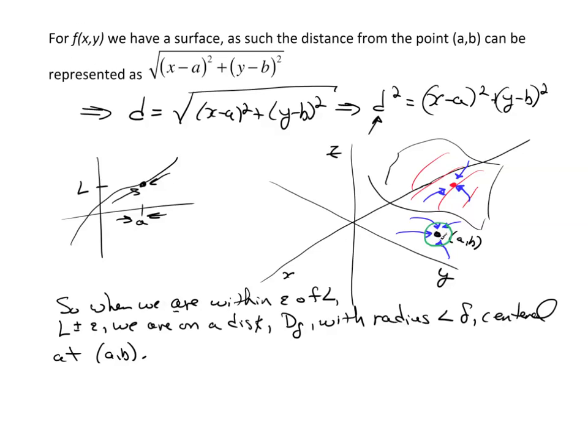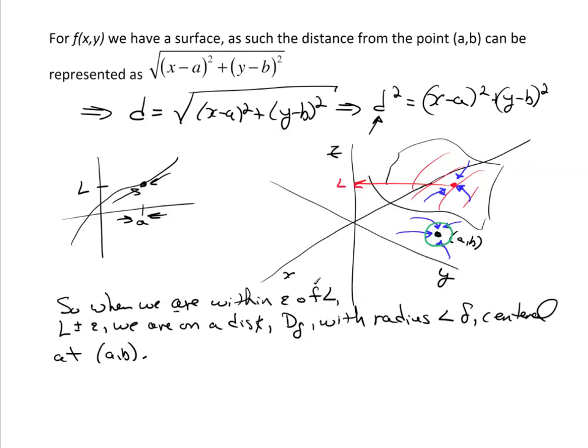But what I need is to figure out what's going on at every point literally within this disk, or every possible lane of approach from within that disk. So what I'm thinking here is that this value on the z-axis is my L. So when I get down here, when I get within delta of (a, b), this is L minus epsilon. This is L plus epsilon, so that I'm getting within epsilon of L. So you can see this is very much like what's going on in 2 space.